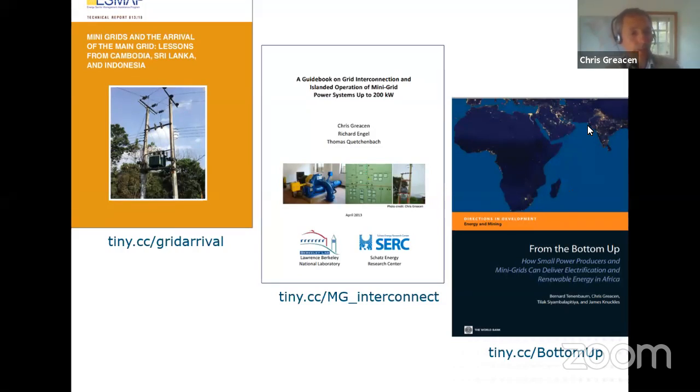And then finally, on the right is the book From the Bottom Up: How Small Power Producers and Mini Grids Can Deliver Electrification and Renewable Energy in Africa. This was published in 2014 and is a comprehensive book on all issues small power producer related and mini grid related, with a particular focus on regulation. And this book is available in both English and in French at the website shown below.